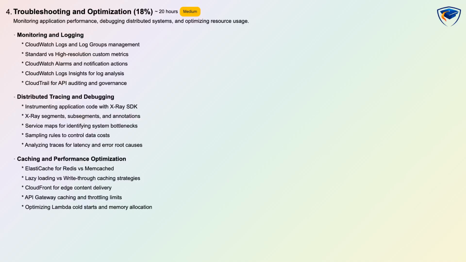Learn caching and performance techniques with ElastiCache for Redis or Memcached. Caching strategies like lazy loading and write-through. CloudFront for edge delivery. API Gateway caching and throttling limits. And optimizing Lambda cold starts and memory allocation for cost and latency improvements.